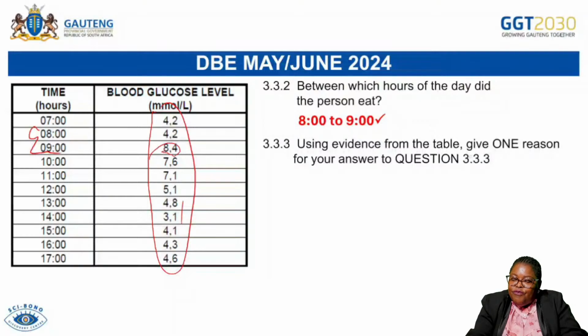Give one reason for your answer that you provided in the previous question. So, using evidence from the table, your answer should be based on the data that is given, not on your general knowledge. So if we say between which hours of the day did the person eat? We say between 8 and 9. Using the evidence from the table, give one reason for your answer.